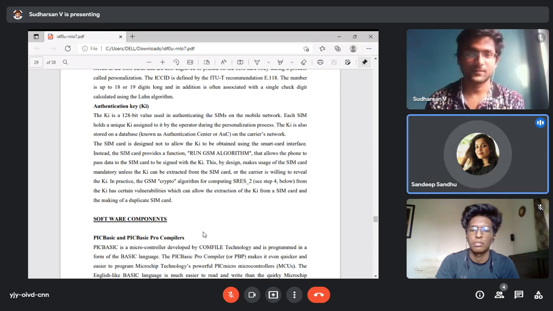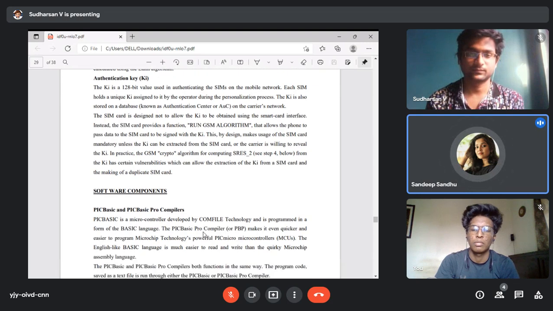Authenticating key. The key is a 128-bit value used in authenticating the SIM on the mobile network. Each SIM holds a unique key assigned to it by the operator during the personalization process. The key is also stored in a database.